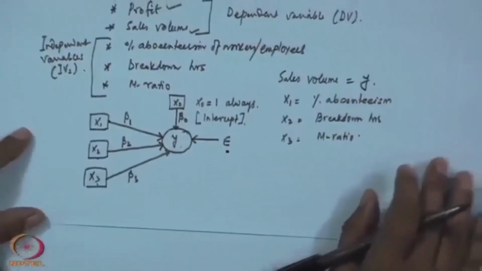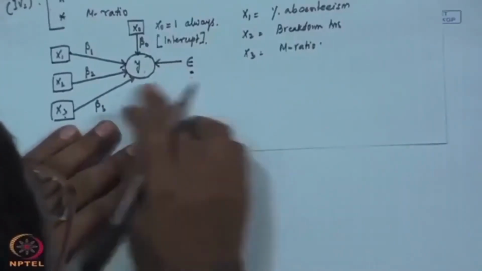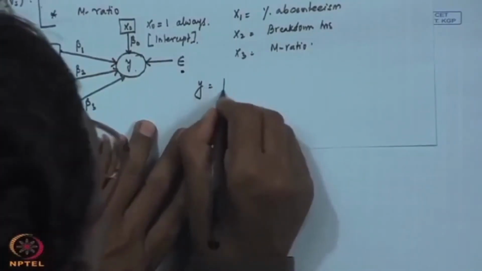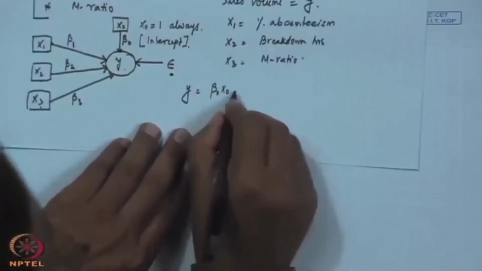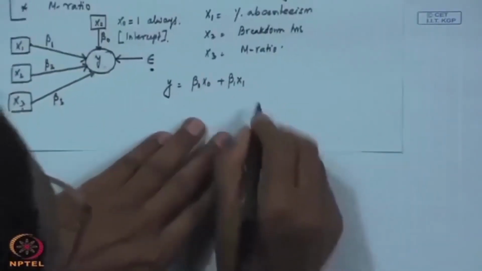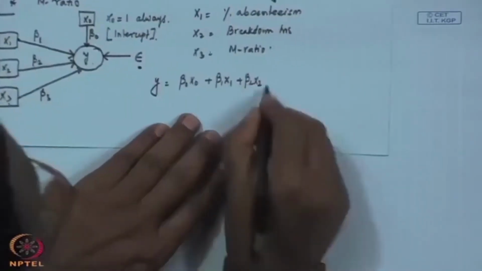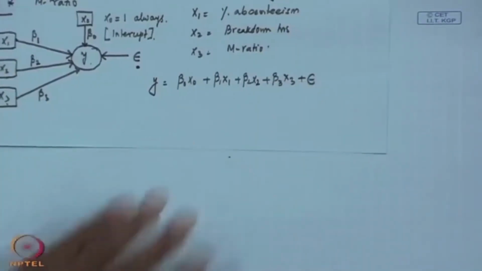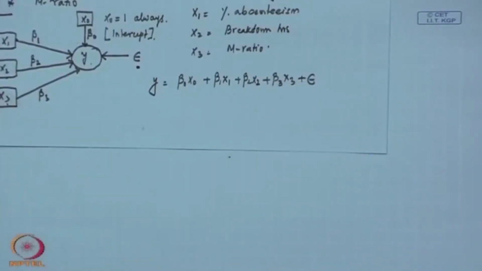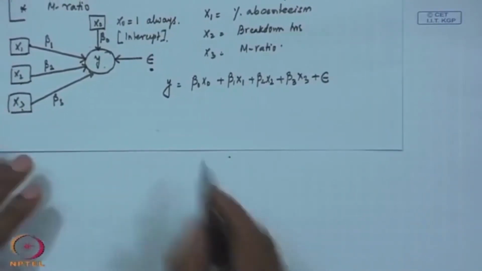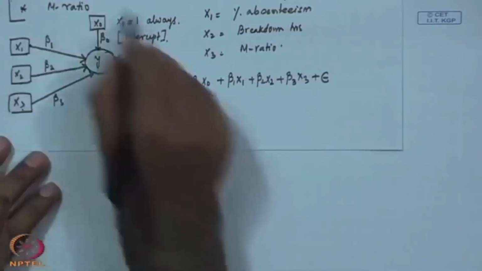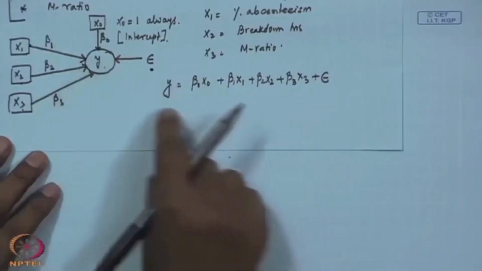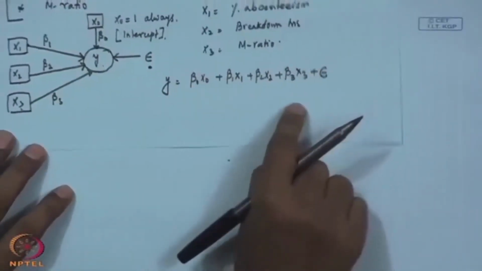So, essentially, if I want to put the entirety in terms of an equation, I can write it like this: y equals beta 0 x 0 plus beta 1 x 1 plus beta 2 x 2 plus beta 3 x 3 plus epsilon. You can very well write this one. So, this figure is the pictorial representation of the multiple regression model, which in mathematical terms you can write using an equation.